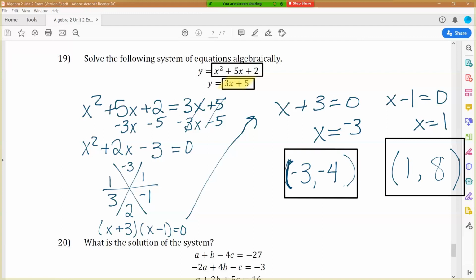So make sure on this question, if you end up with 2 x values, you should have 2 ordered pairs as your answers. Don't stop when you find the x's because there's your last 2 points for this question. Questions on this question? All right.